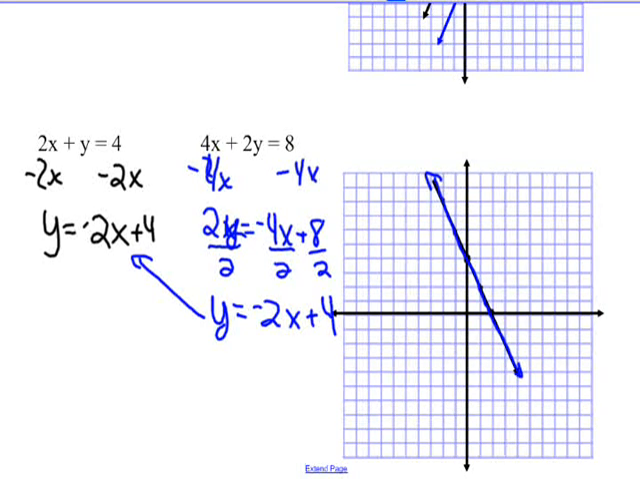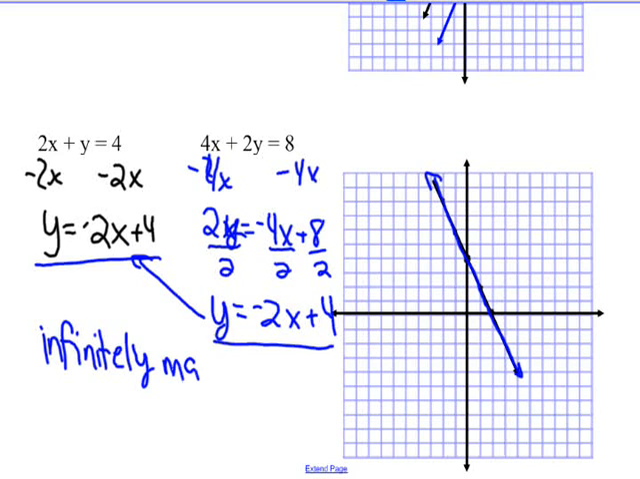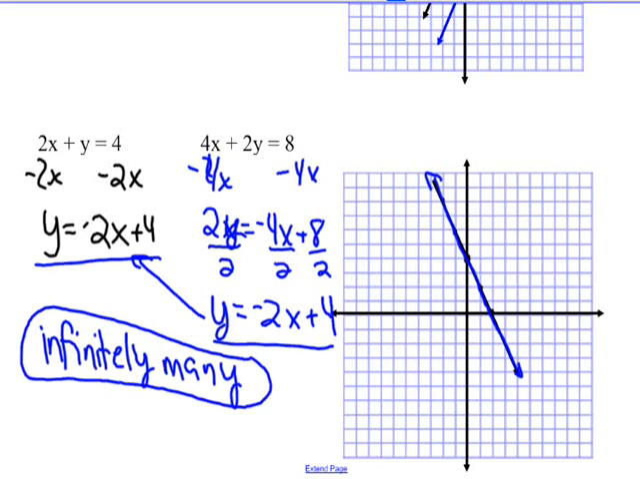Every single point that works in this equation also works in this one. So we're going to say infinitely many solutions. There's also a way to do this where we list specifically what they're going to be, but we'll work on that later. But for now, we're just going to say we have infinitely many solutions.